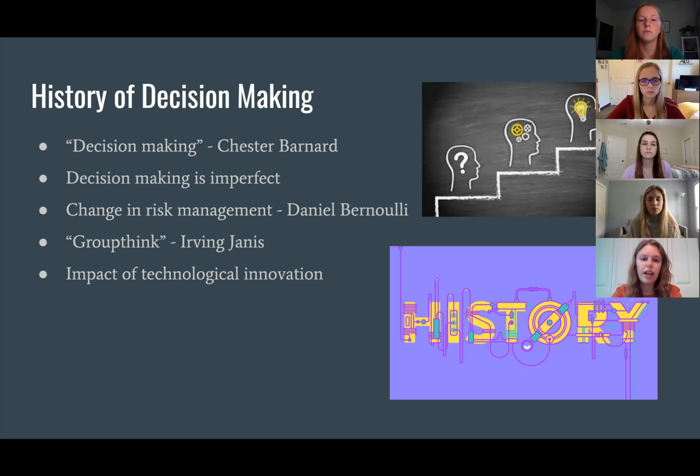This term was first created by Irving Janis in 1972 to describe when group members strive for cohesiveness rather than criticizing opposing ideas. Technology is a huge factor that has drastically changed the way managers make decisions. We now have access to the internet, which provides decision makers with a large variety of information. Tools such as decision support systems have also been created to support the needs of managers.